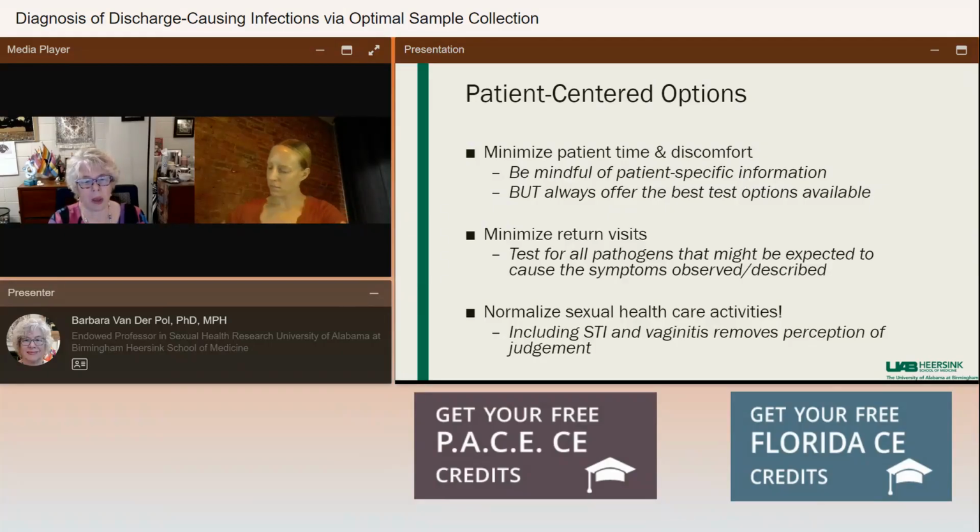And now we have that capacity. So we should really think about doing that. And if we can do that, I think we will normalize sexual health care activities and reduce that sort of judgmental perception about who has STIs versus who has vaginitis.